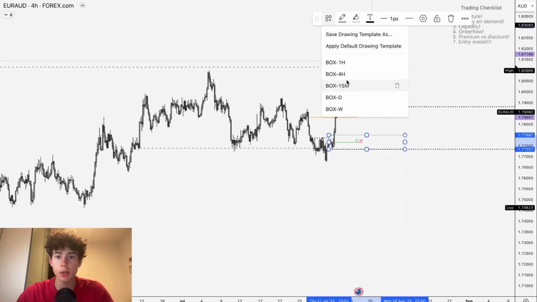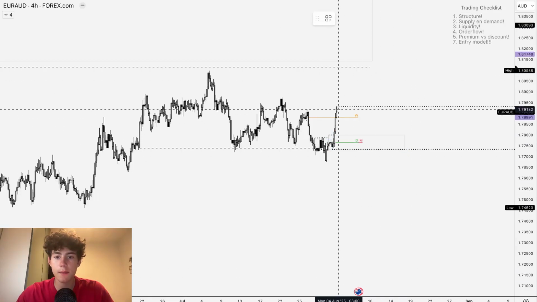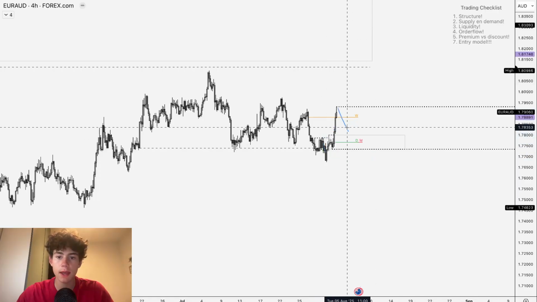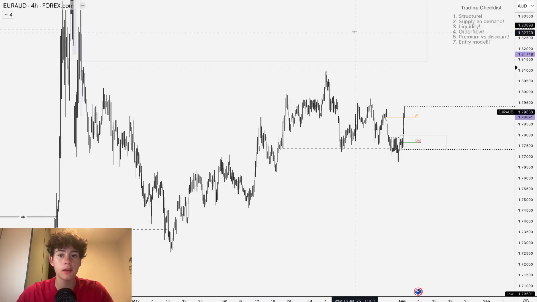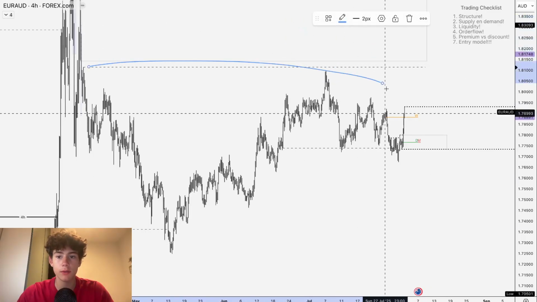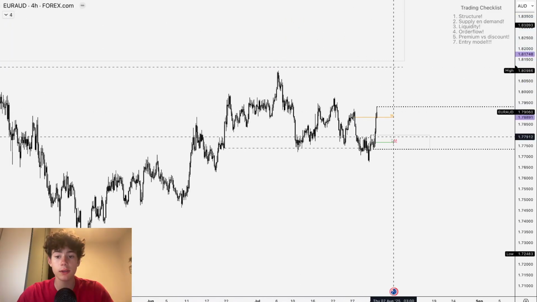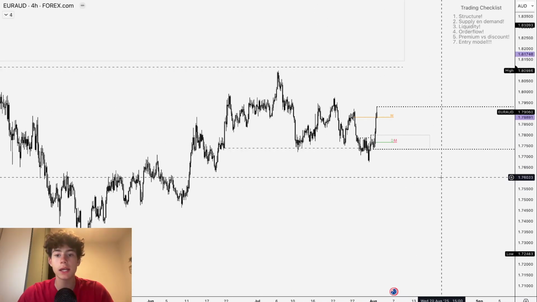So what I'm going to be waiting on is a pullback in towards demand, and if we see confirmation on the 1 hour time frame, I'm definitely longing in towards this supply zone and liquidity above the highs. So that's my game plan on EURAUD, and for me it looks really clean as well.